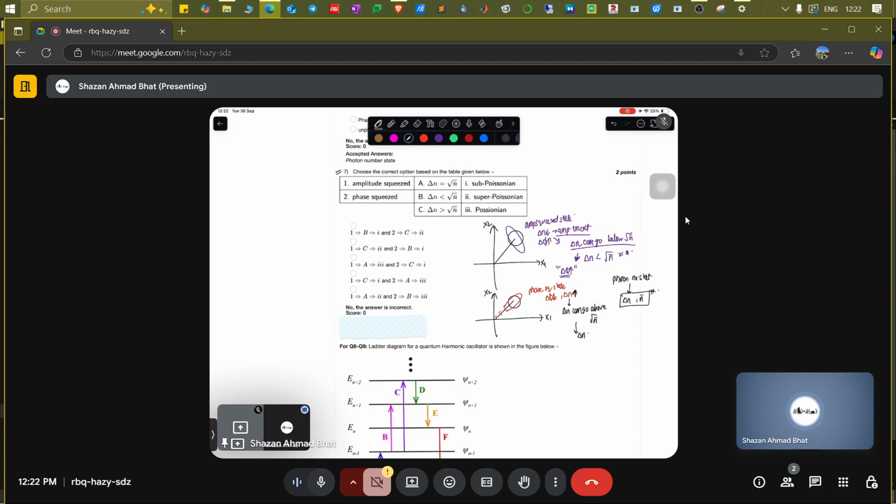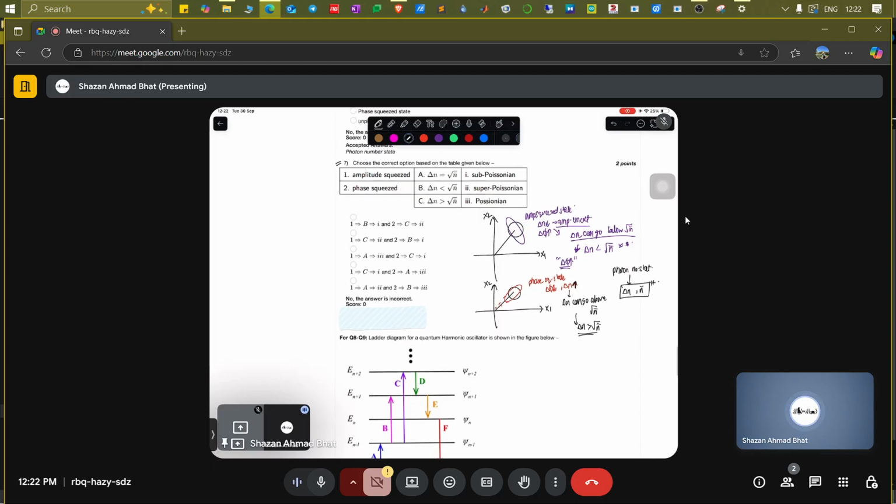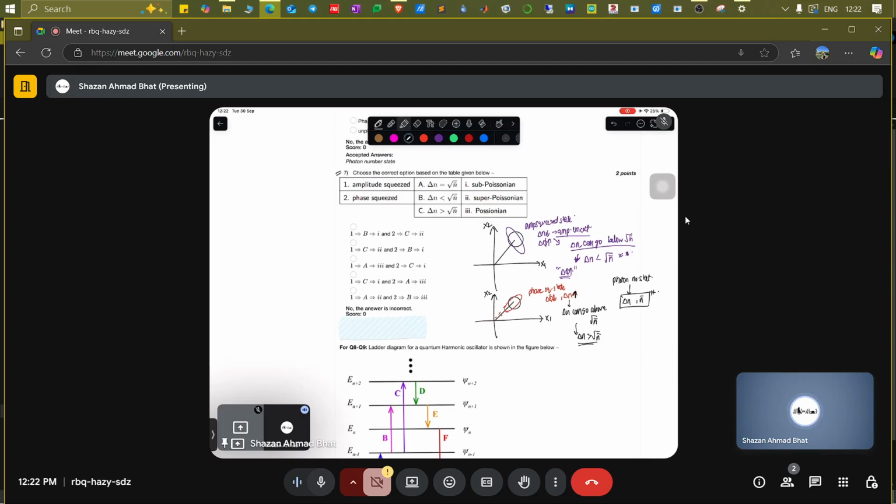That means your delta n can become greater than the square root of the average photon number. So that is a possibility. So you have two possibilities. If you have an amplitude squeezed state, your delta n can be less than the square root of n. And if you have a phase squeezed state, your delta n can be greater than the square root of the mean photon number. This is the first case, this is the second case.